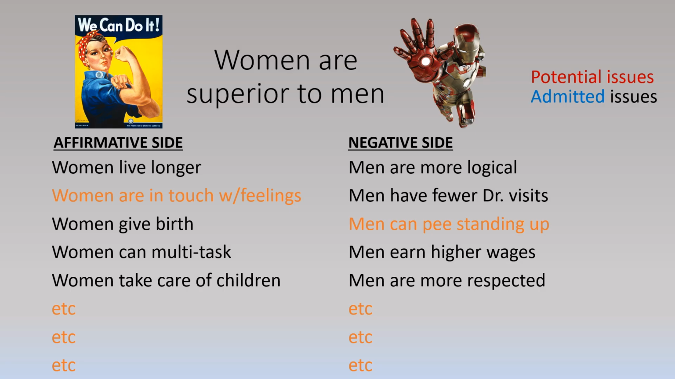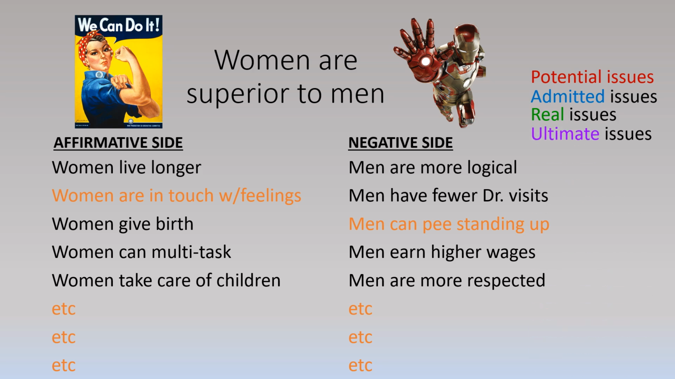Okay, so now what we have is a list of real issues. So we've got 4 issues left on the affirmative side. We have 4 left on the negative side. No, they don't have to equal the same. I'm just doing that to make it easy. And so this is the list now that you might research. This is the list that you might investigate. And then from there, figure out what might be the ultimate issues.